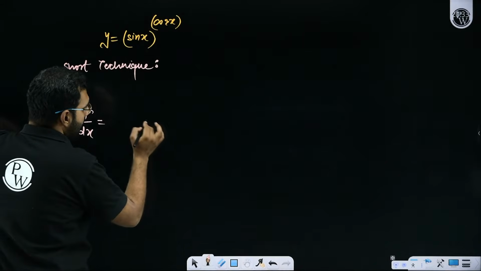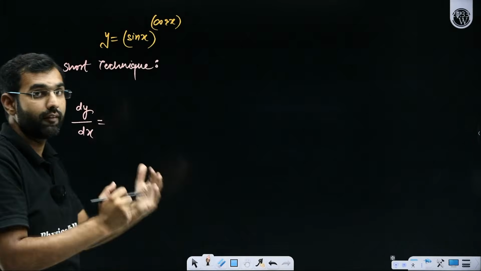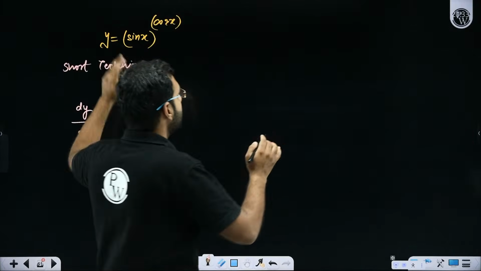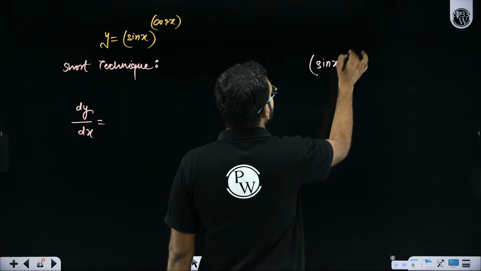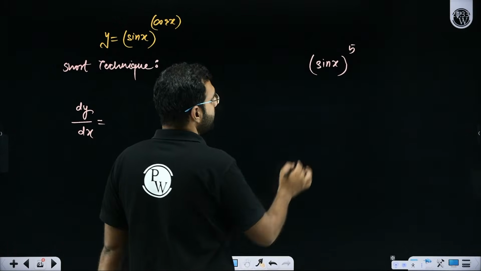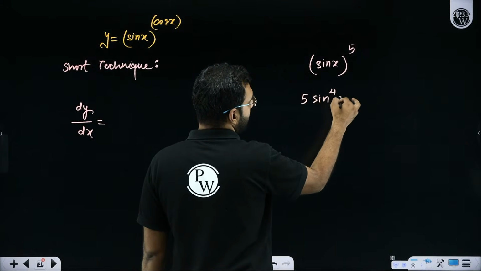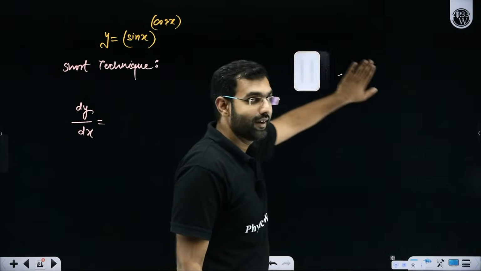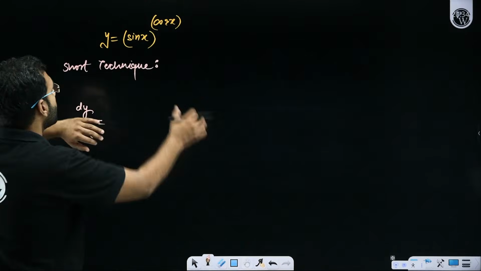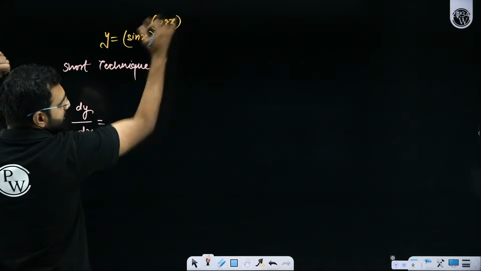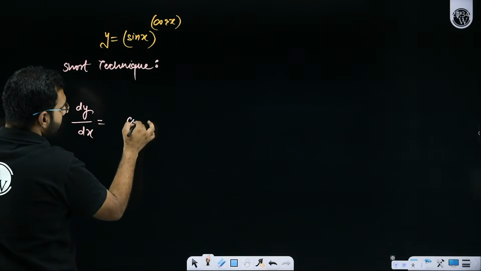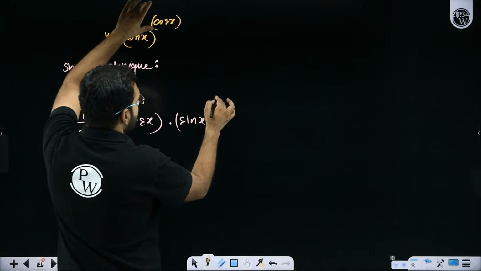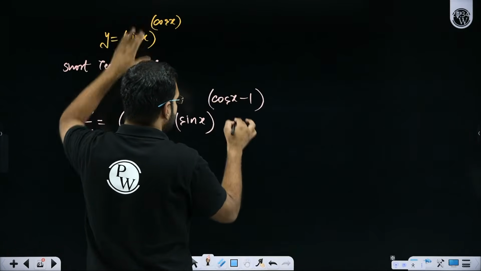For a while, I will differentiate this sin x to the power cos x, where I am treating cos x as constant. Imagine you are given something like sin x to the power 5. How will you differentiate it? It will be 5 sin x to the power 4 into the derivative of sin x, which is cos x. Yes or no? So that's what I'm saying. Understand, everyone: this cos x I'm treating as a constant, like 4 or 5, and sin x is the variable. So it will be cos x into sin x to the power cos x minus 1. Getting it, everyone?